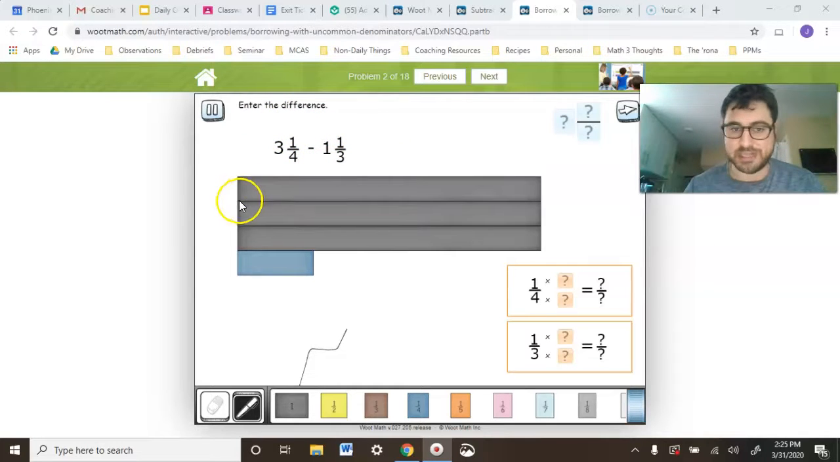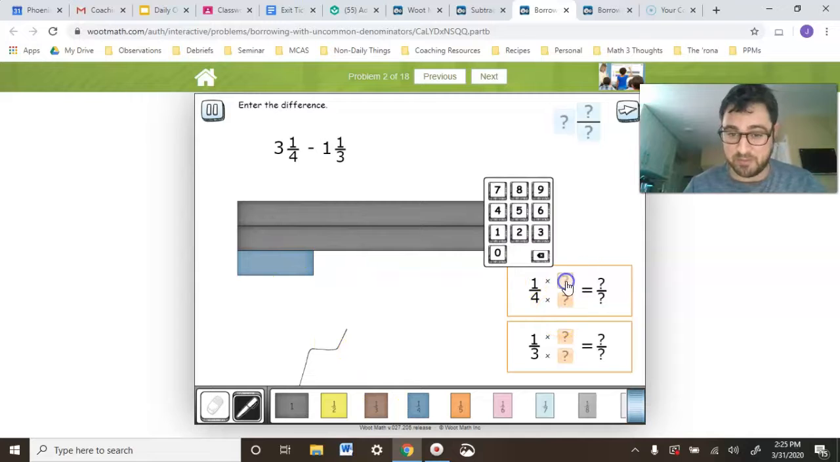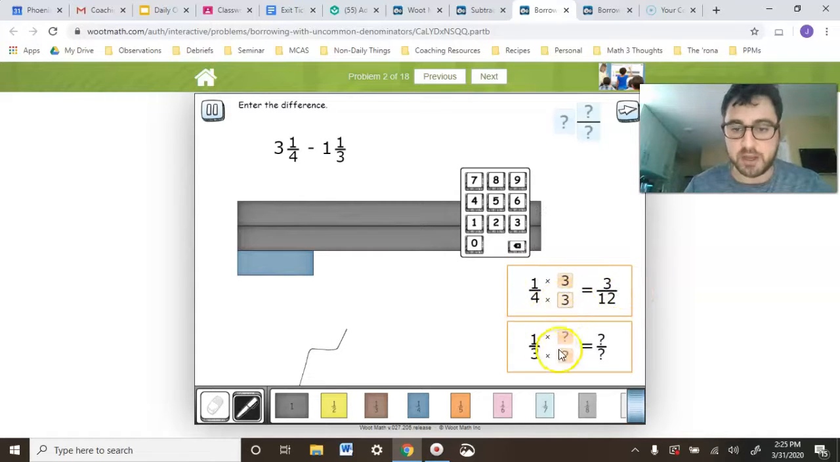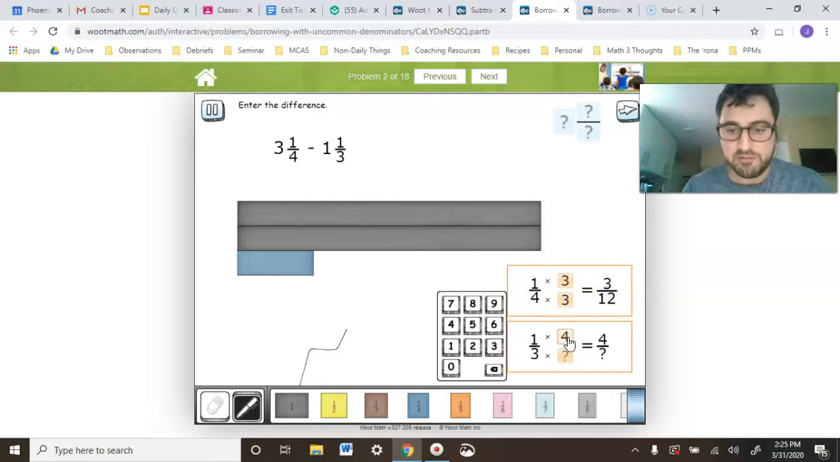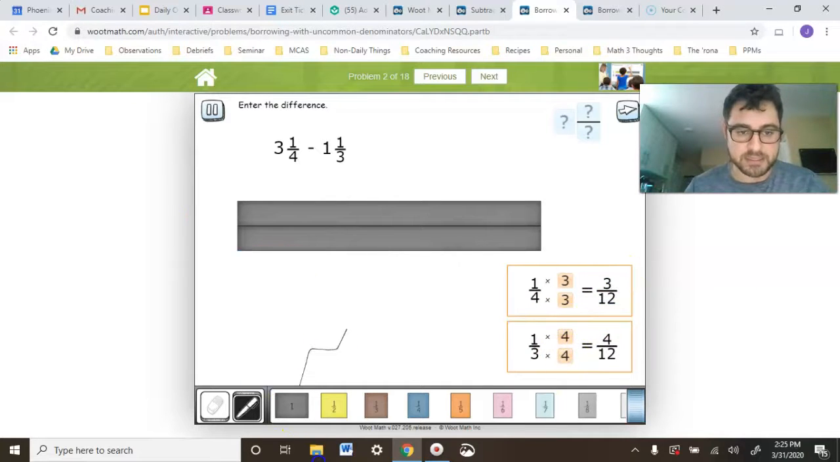So what I'm going to first do, just logically, is I'm going to take away 1 because I know I can. And now I need to take away 1/3. I can't do that because this is 1/4. I'm going to just hop over here and quickly plug in. I know it's 3 times 3. Oh, it's 3/12. And I want to just see what 1/3 is. It's 4 times 4, 4/12. So 3/12 and 4/12.